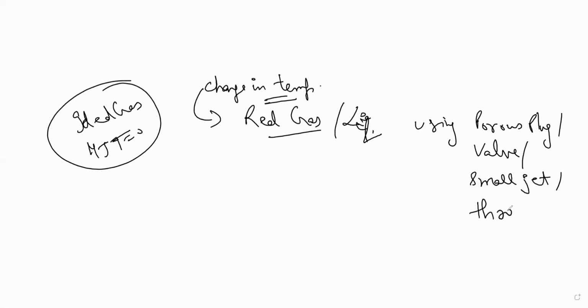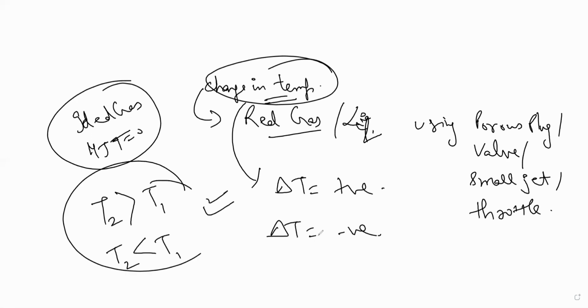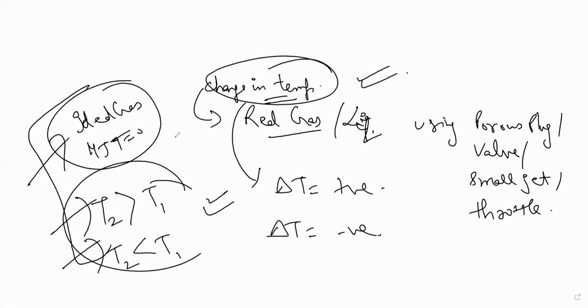Okay. And the change in temperature can be positive also and negative also. So T2 greater than T1 and T2 less than T1. These two cases you have to remember. So I hope you have understood the topic of the Joule-Thomson coefficient. These three things are the main conclusions and observations which are very frequently asked in competitive exams.